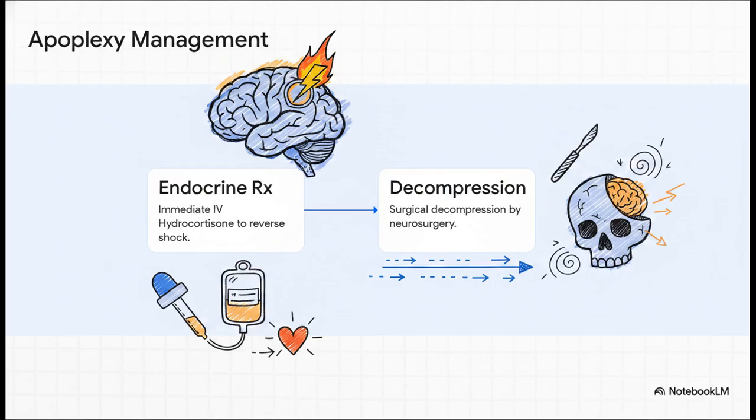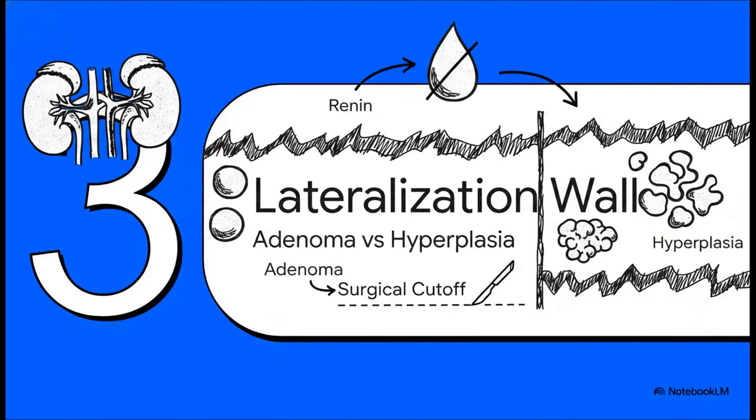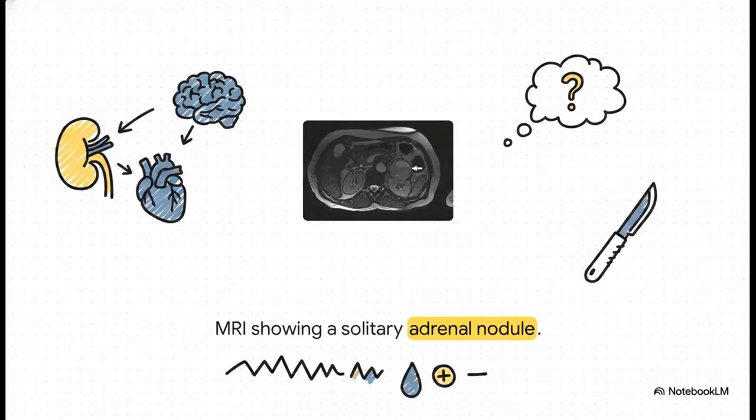Only after you've secured hemodynamic stability do you even think about moving to step 2, which is surgical decompression. All right, Section 3, the lateralization wall, uncal adenoma versus bilateral hyperplasia. Let's shift gears into the dynamics of hyperaldosteronism.